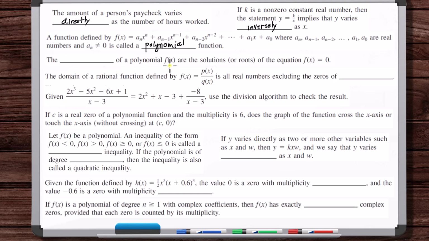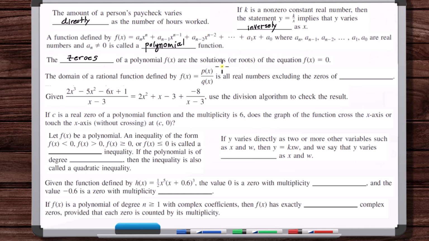The blank of a polynomial f of x are the solutions or roots of the equation f of x is equal to 0. This is the zeros, right? The zeros of a polynomial, which you can think about in terms of solving f of x is equal to 0, but even if you just have a polynomial expression sitting there with no equation, you can still think about the zeros of the polynomial. It's the x values that you plug in that make the expression 0. We call those zeros, or also they're known as roots. You can call them roots.